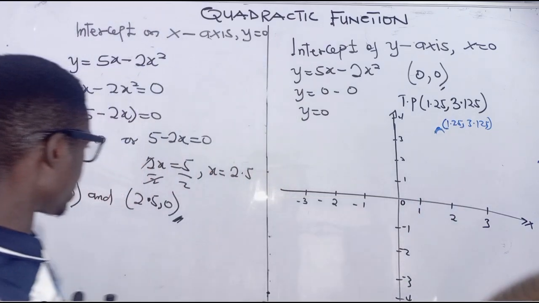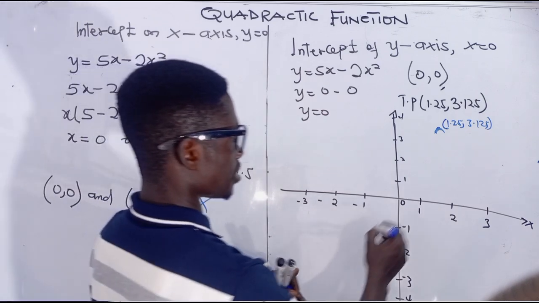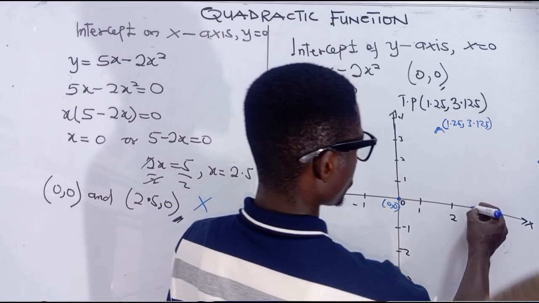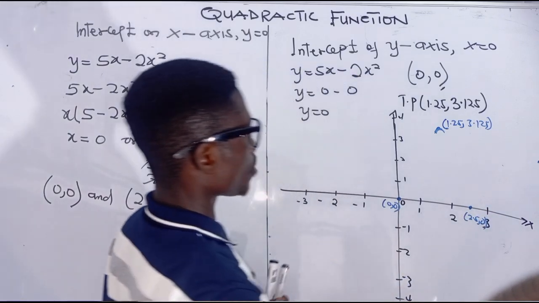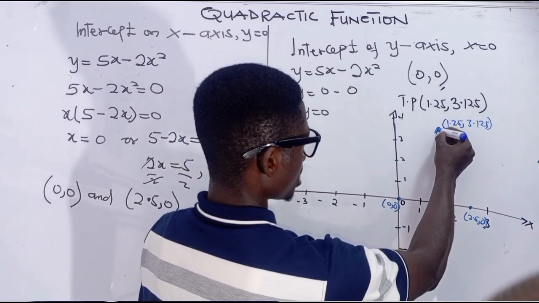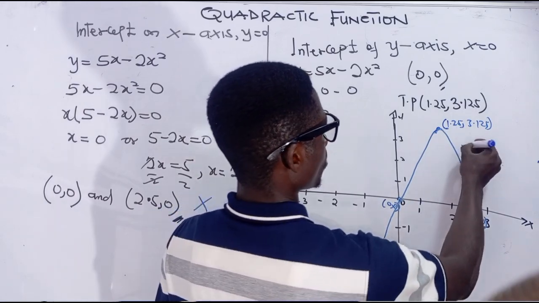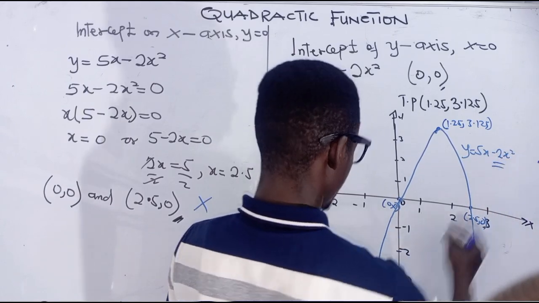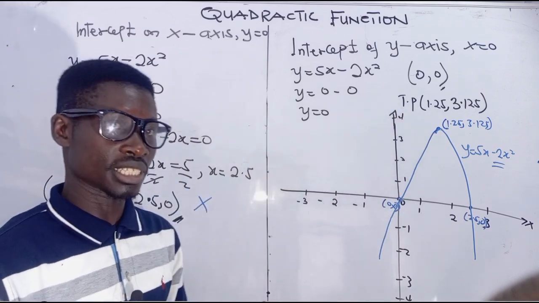And then on the x-intercept, we have (0, 0) and (2.5, 0), which is going to be here. And then on the y-intercept, we also have (0, 0), which is going to be at this 0 point. So we can join them. We have our y is equal to 5x minus 2x squared. So this is the sketch of the quadratic function that we started with.